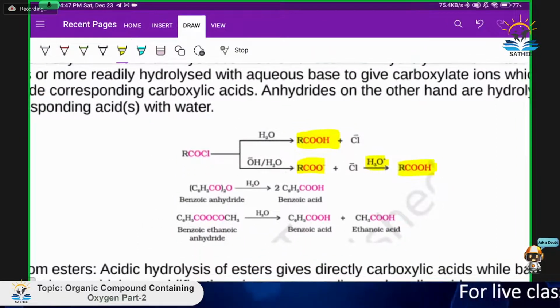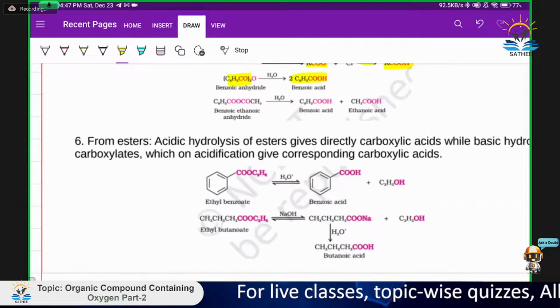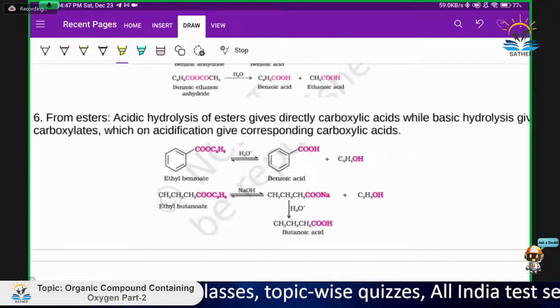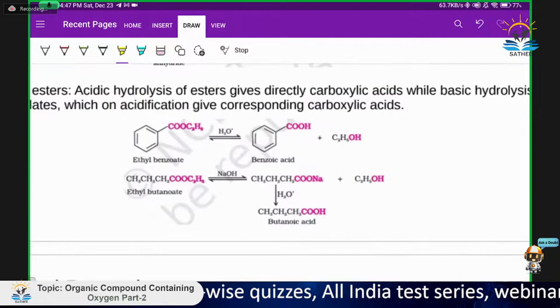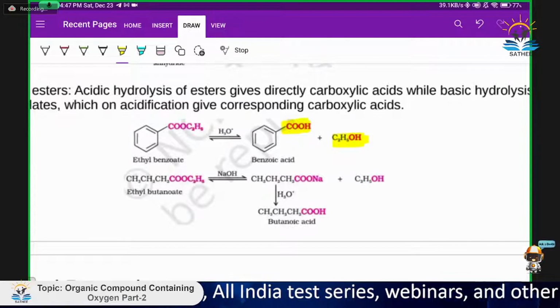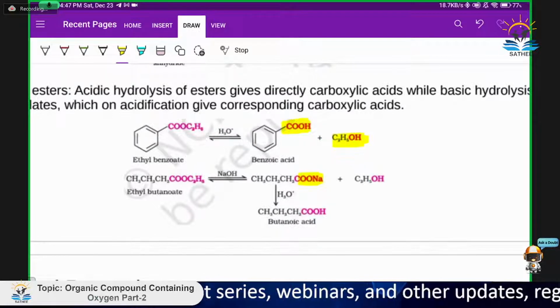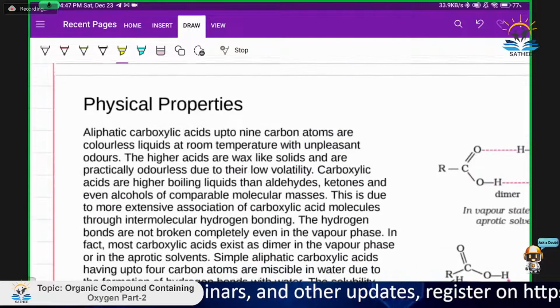Benzoic anhydride. Anhydrides also are hydrolyzed to corresponding acids. Now from esters. Acidic hydrolysis of esters gives directly the carboxylic acid, while basic hydrolysis gives the same. In acidic hydrolysis we get the corresponding acid and alcohol. If it is basic hydrolysis, we will get first a metal salt, and then when we hydrolyze it, we get the acid.